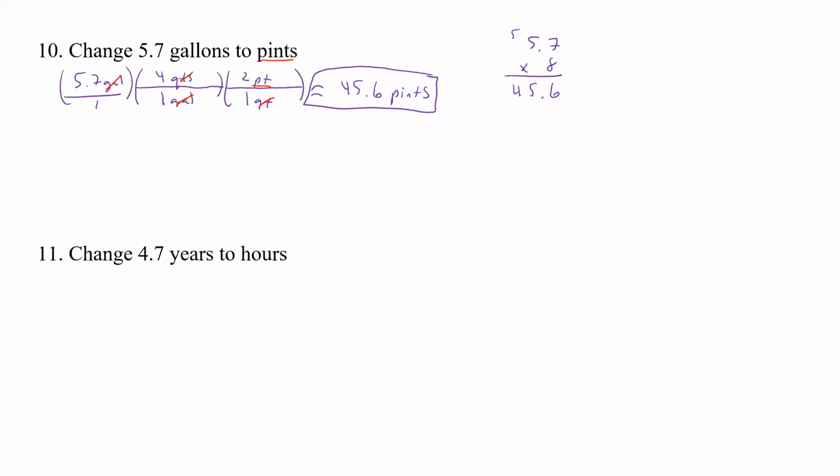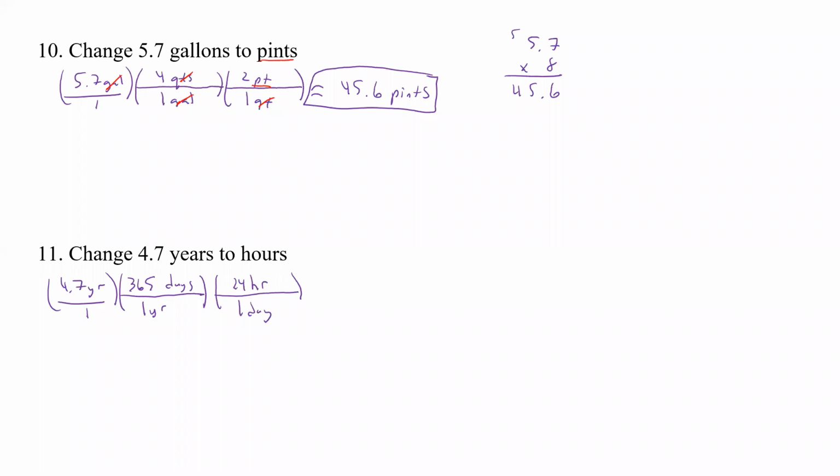And so the first one here basically is we have to think about what we have. We have 4.7 years over 1. And so then where are we going to go? Well, to get to hours, we need to know how many days there are. So 1 year is 365 days. Well, in 1 day, how many hours are there? Well, there's 24 hours in 1 day.